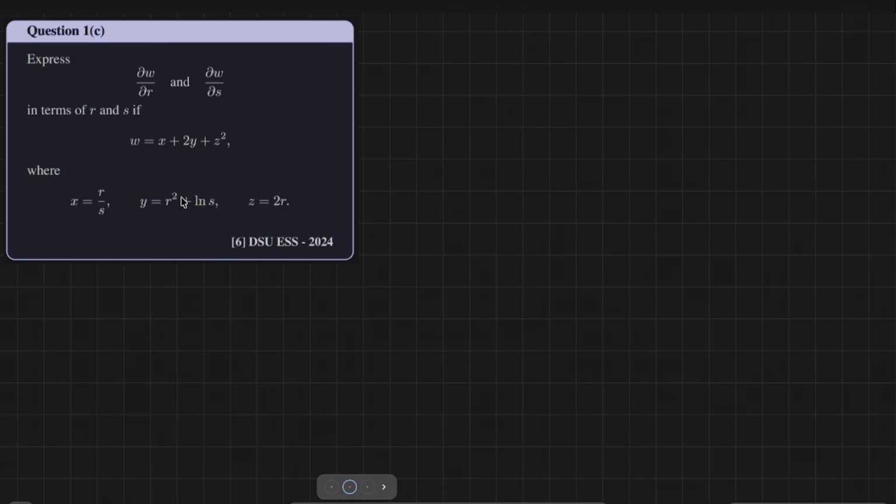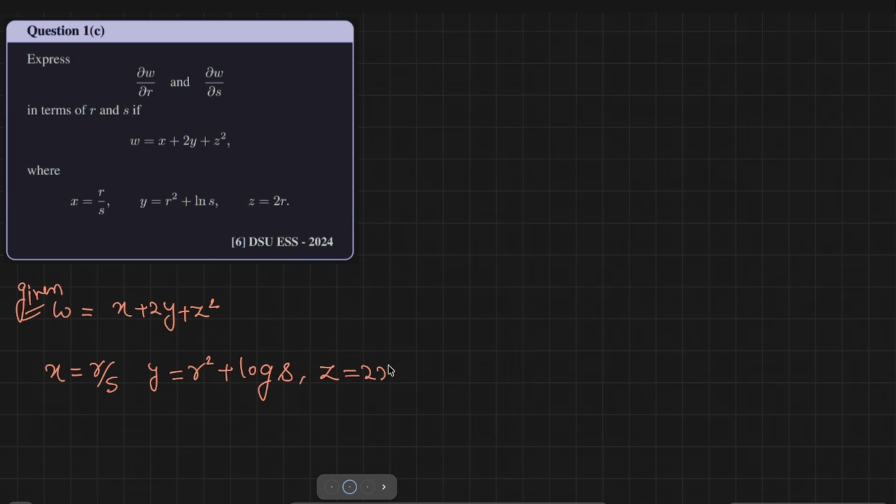So what is given? This question is basically related to the chain rule. Here you are given w is equal to x plus 2y plus z square. And one more thing, when you are writing this, first of all you have to write down the given. Then x equals r by s, y is equal to r square plus log of s, and z is equal to 2r.